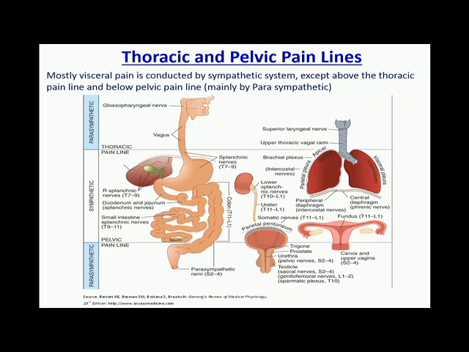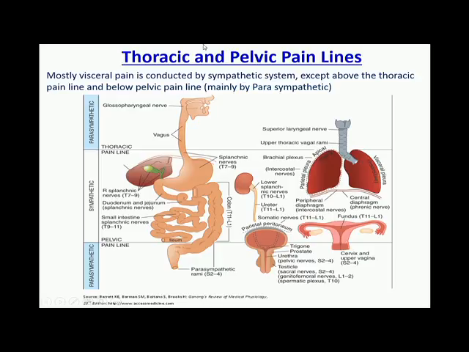The last slide on GIT pain shows these two pain lines. Generally, as I mentioned in my first lecture, GIT pain is mainly mediated by the sympathetic nervous system. That is why we talked about referred pain, and it is easy to talk about because the sympathetic has a segmental innervation. Most of the GIT is innervated by the sympathetic nervous system, but the two ends, the top end and the bottom end, are by the parasympathetic nervous system.